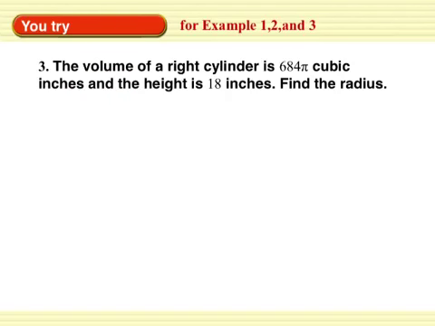Find the volume of a right cylinder. The volume of a right cylinder is 684 cubic inches, and the height is 18. Find the radius. Volume equals area of a circle times height. Okay, push pause and try this one on your own. It's a tiny bit tricky, so just make sure you know how to do it.